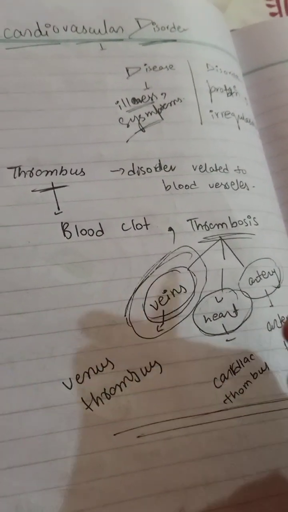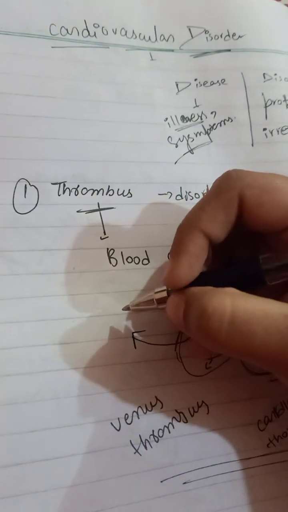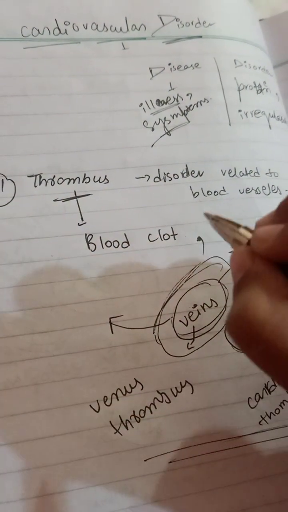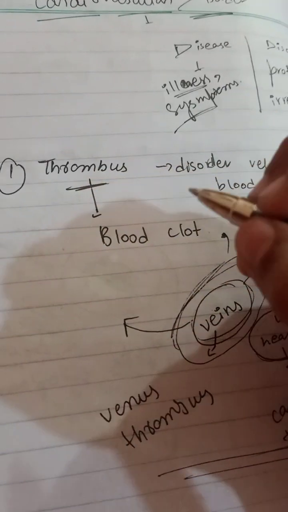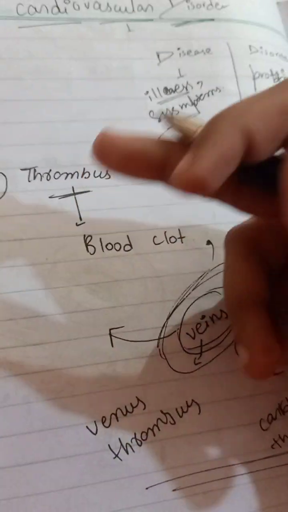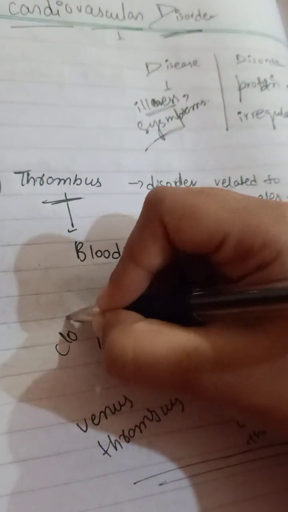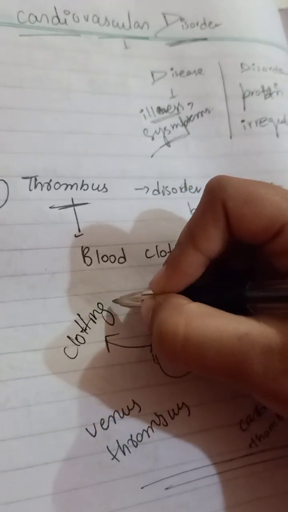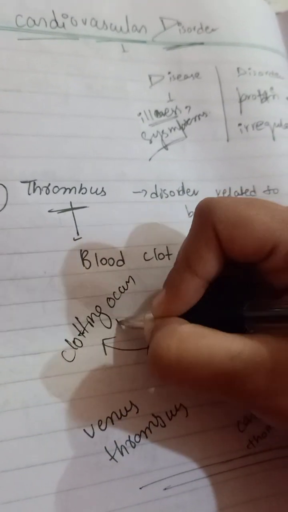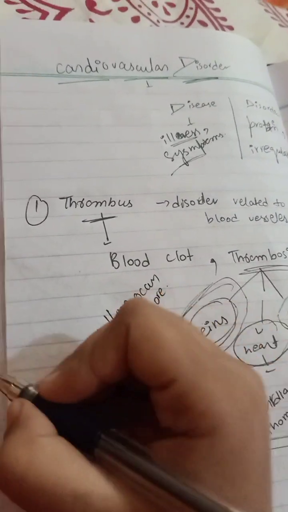Why? Because, as you all know, veins have less pressure, less pressure of the blood flow, so clotting will occur more in the veins. This is the first reason.